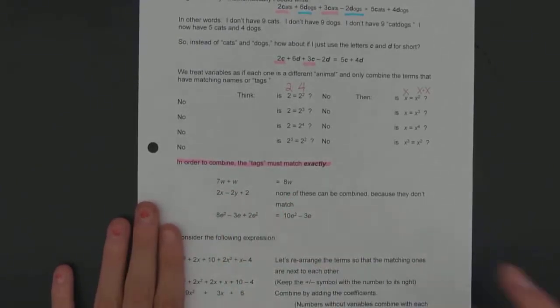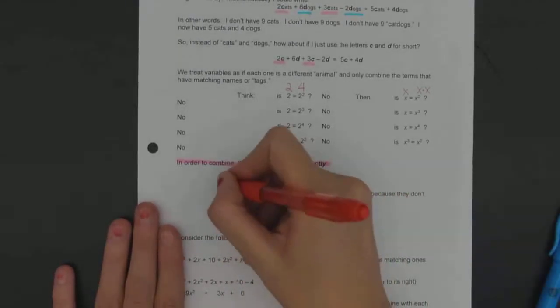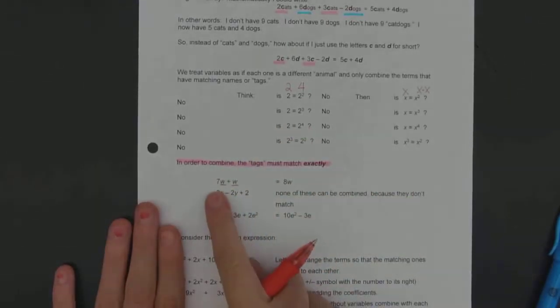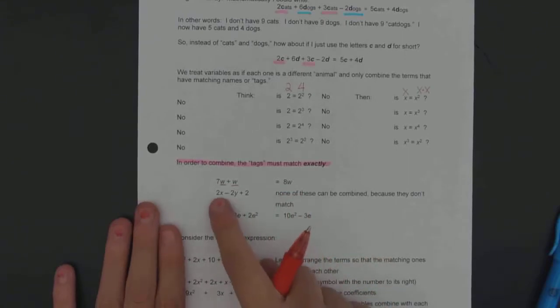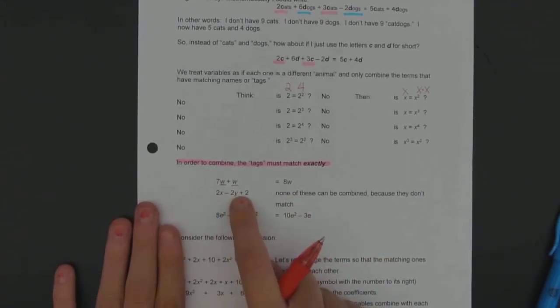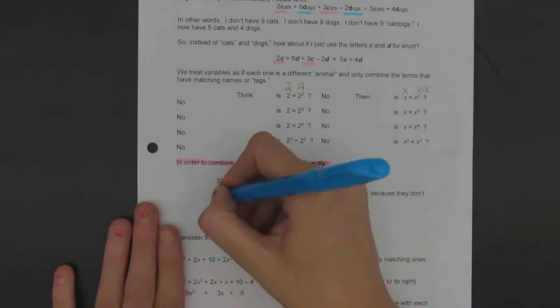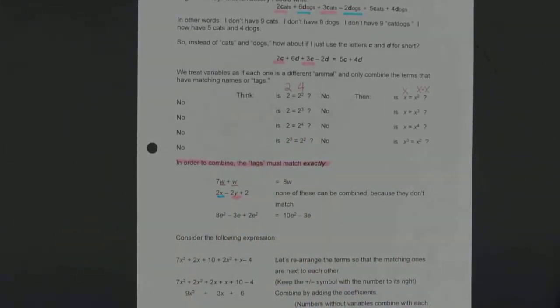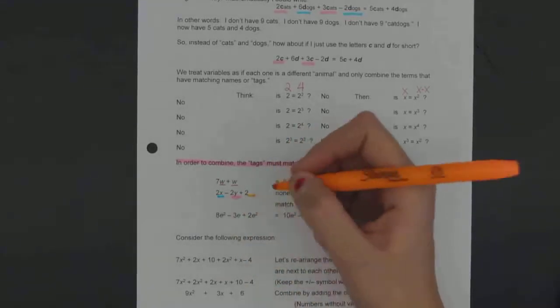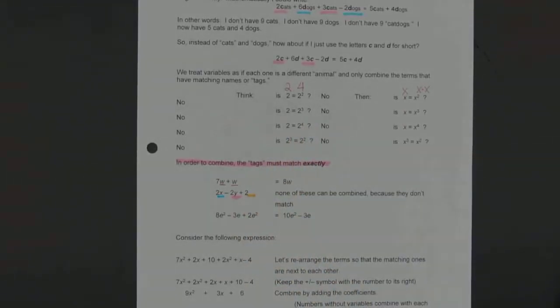So let's look at a few examples. 7w plus w. Do you see how the w's are exactly the same? So I can just combine. If I have 7 of them and I add 1 more to it, I would have 8. And the next expression, 2x minus 2y plus 2. Nothing is exactly the same. Look, I have an x right here. I have a y right here. And then with this 2, I have nothing, right? It's just a number. It doesn't have a variable attached. None of those are the same, so I can't combine them.